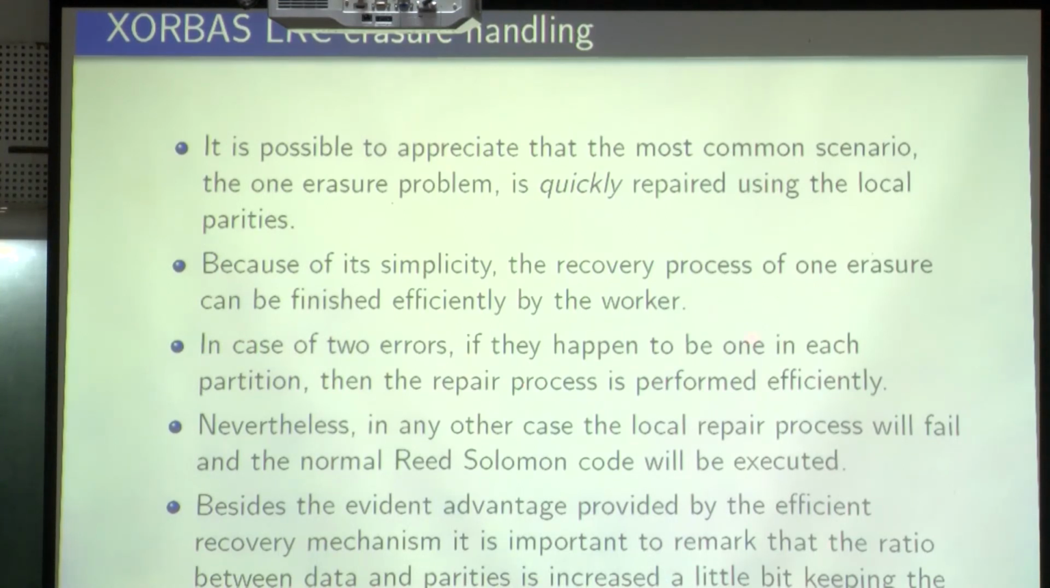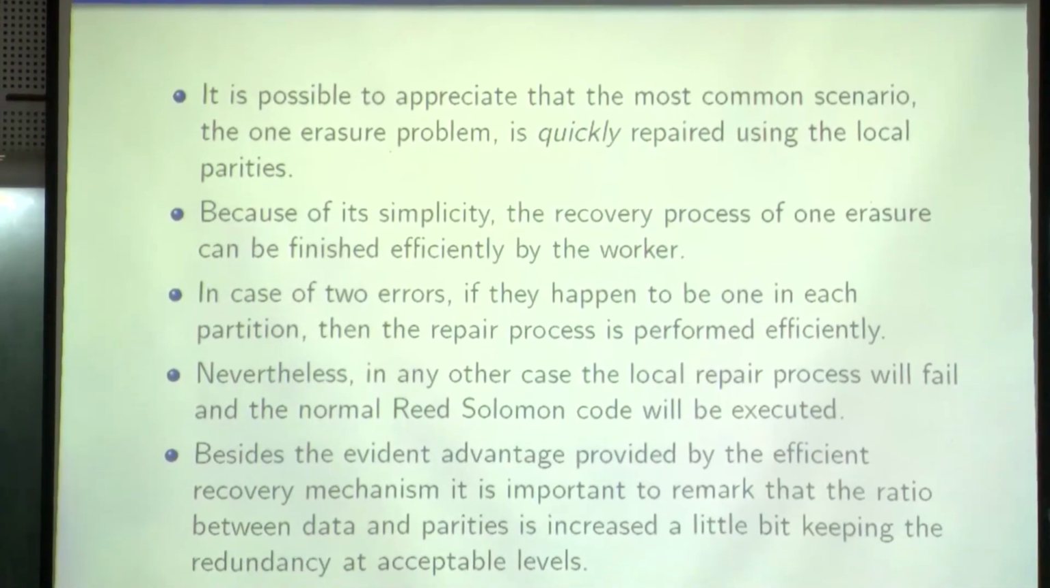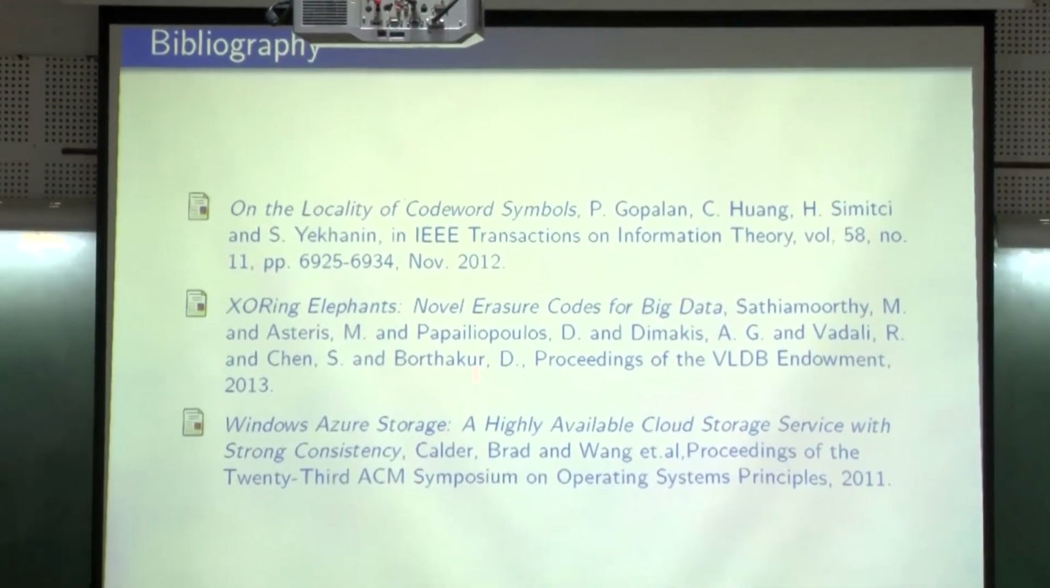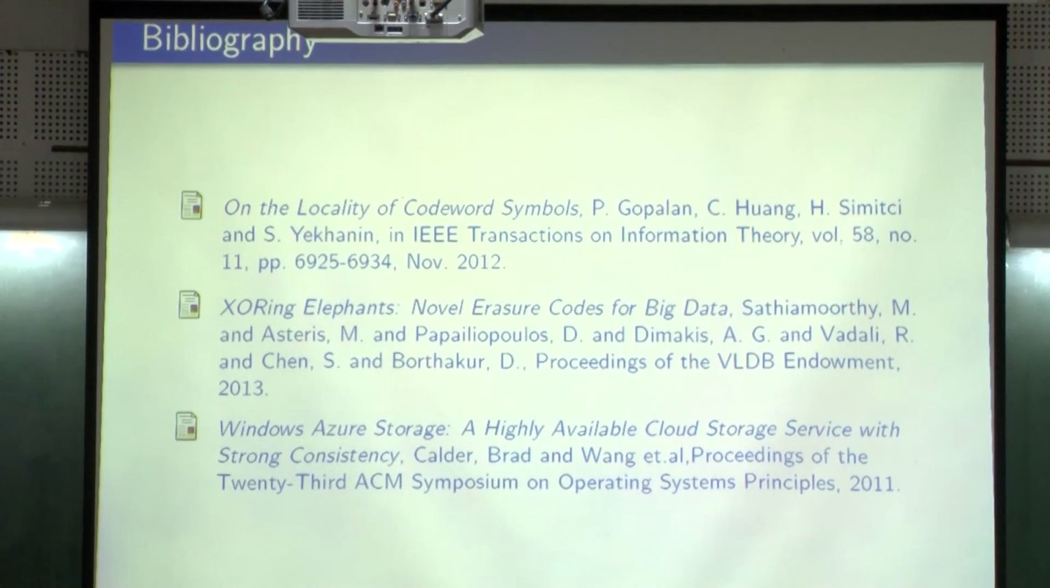In case of 2 errors, if they happen to be 1 on each partition, then the repair process is performed efficiently. But nevertheless, in any other case, the local repair process will fail, and the normal one is used. If more than 1 error happens in a particular group, then you do not care about the local one, just look at the normal Reed-Solomon and that will be executed. So this also has an advantage in efficient recovery mechanism. It is also important to remark that the ratio between data and parities is increased a little bit, keeping the redundancy at acceptable levels. They also have an information-theoretic result showing that whatever little they add meets the bound. There are some more results you can get by reading this.